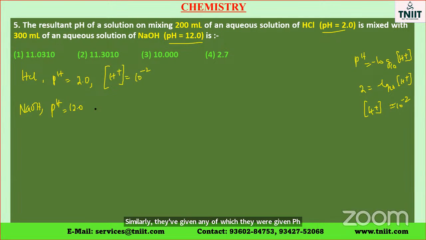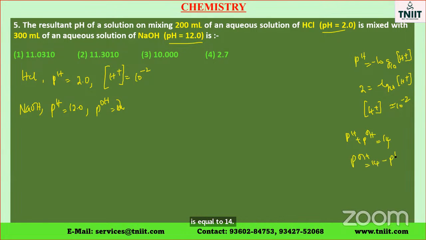When they've given pH to be 12, we know that pOH is 2. Because we know pH plus pOH is equal to 14. So pOH will be equal to 14 minus pH. It will be equal to 14 minus 12, because pH they've given to be 12. So it will be 2.